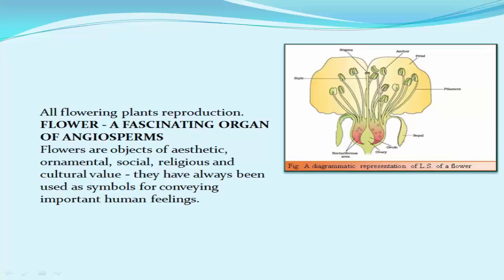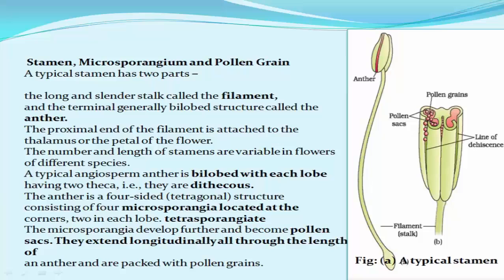The individual unit of the calyx is sepal. The individual unit of the corolla is petal. Individual unit of androecium is stamen, and individual unit of gynoecium is pistil or carpel. Here, this is the typical stamen. Here you can see the bulged portion, anther. The tip of the stamen consists of anther. Stamen has got a long slender stalk known as filament.